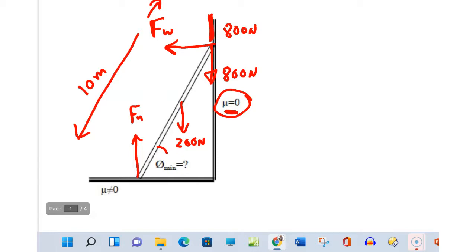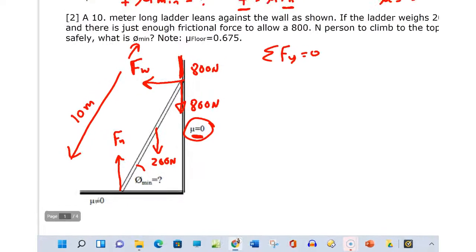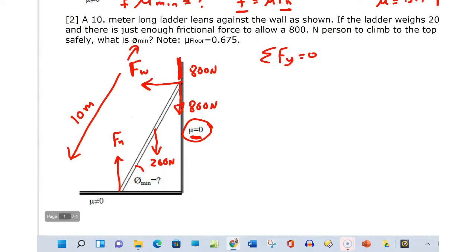So let's start with our first set of tools from Newton. Sum of the forces in the y direction equals 0. Let's see what emerges. So the down force is equal to the up. So what's the down? You've got 800 and 200. The down is 1,000. The only up force is the normal. So you've got the normal force.